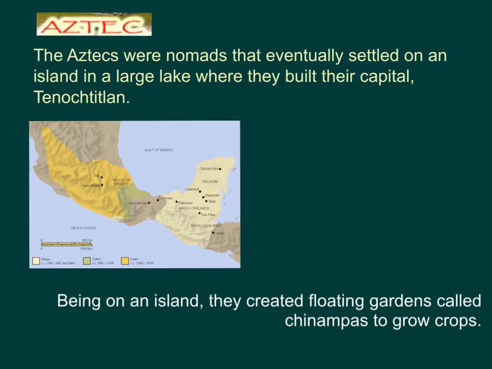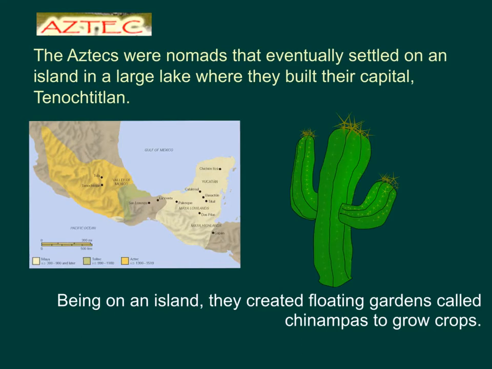Moving on to our third ancient civilization, they are the Aztecs. The Aztecs were nomads that eventually settled on an island in a large lake where they built their capital called Tenochtitlan. Now I'm going to give you a little story about this. The Aztecs were nomadic, so they wandered around, and the way the myth goes is that they would keep wandering until they saw a sign from their gods that's where they should settle.